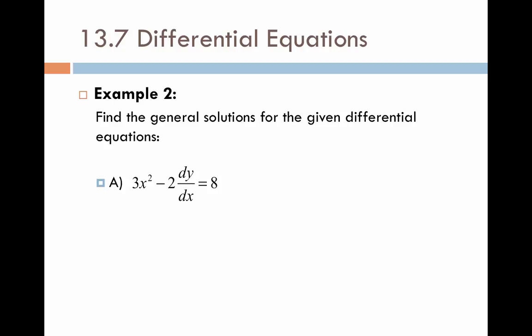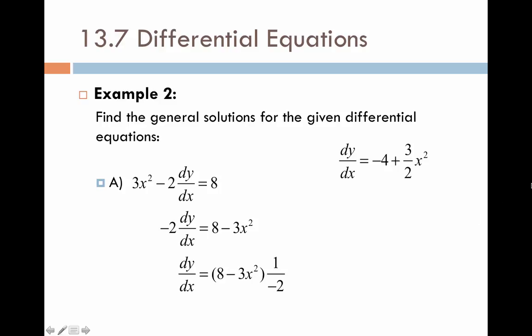So let's look at part A first. I'm going to subtract 3x squared from both sides. So this is what I get. And then I'm going to divide both sides by negative 2. Or you can think of it this way, as multiplying both sides by 1 over negative 2. Then I'm going to distribute the 1 over negative 2 through on the right hand side. So distribute that through, and this is what I get. Negative 4 plus 3 halves x squared. Now I'm going to multiply both sides by dx. So this is what I get.